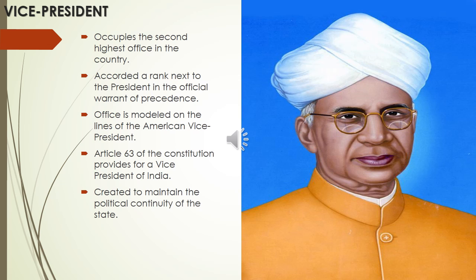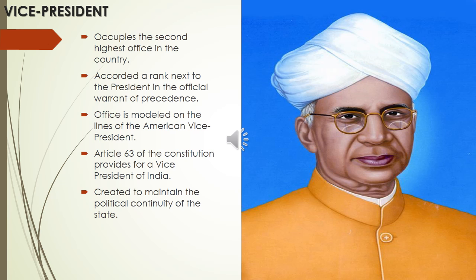This office is modeled on the lines of the American vice president. The American vice president is similar to the Indian vice president. Article 63 of the Constitution provides for a vice president of India. This office has been created to maintain the political continuity of the state. The vice president is elected by the members of the Rajya Sabha and Lok Sabha.